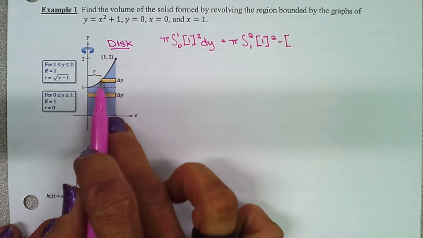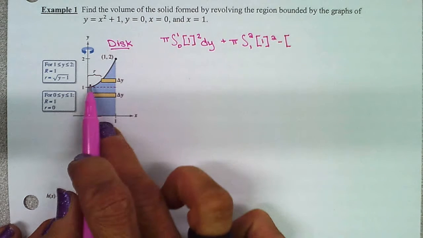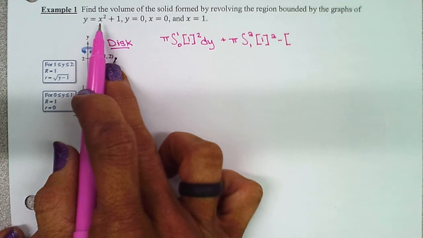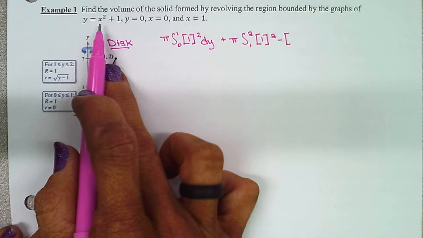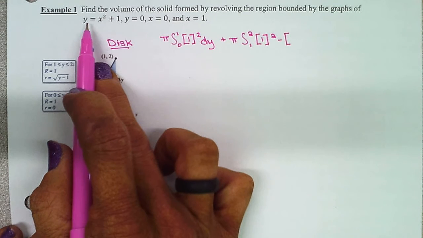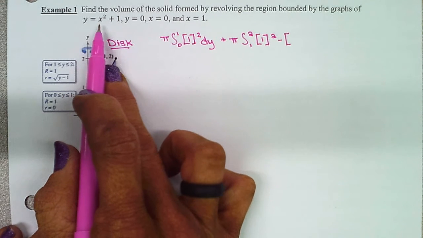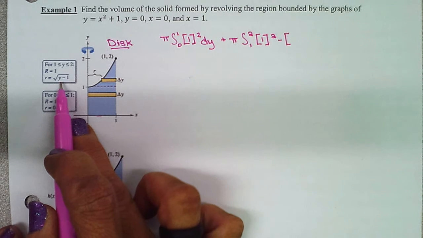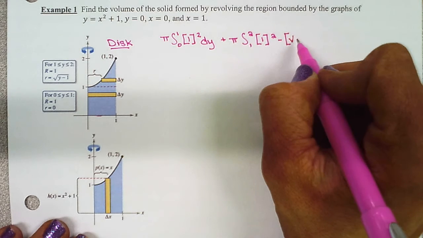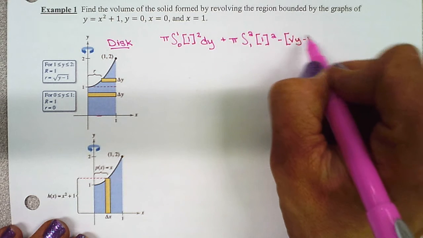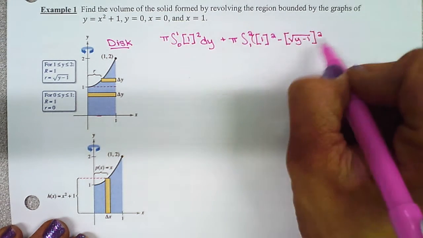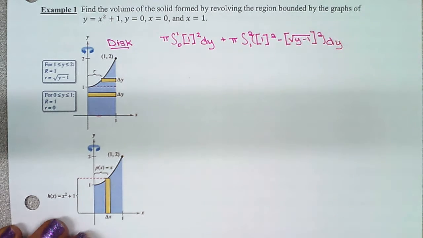Minus our little r squared, and our little r squared is this function. But because we're in terms of y, this needs to be an x equals equation. So I would need to subtract the 1, so y minus 1, and then square root it, which is what they have here, the square root of y minus 1. That is our little r. And then we square it, and then this whole thing here is dy.